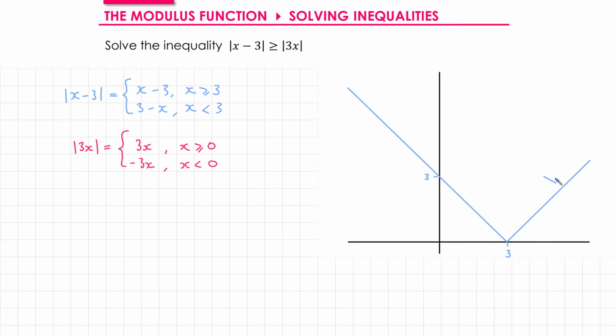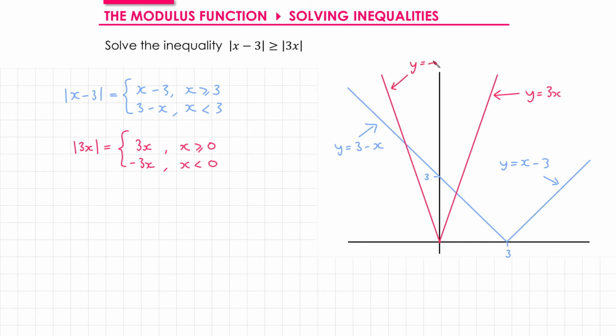On the right hand side, we can use our piecewise notation to see that this is y equals x minus 3. And on the left, we have y equals 3 minus x. Next, we'll draw mod 3x. That's got a vertex and a y-intercept at 0. Let's label the parts of the graph. We've got y equals 3x, and we've also got y equals minus 3x. That gives us 2 points of intersection. We'll call them 1 and 2.